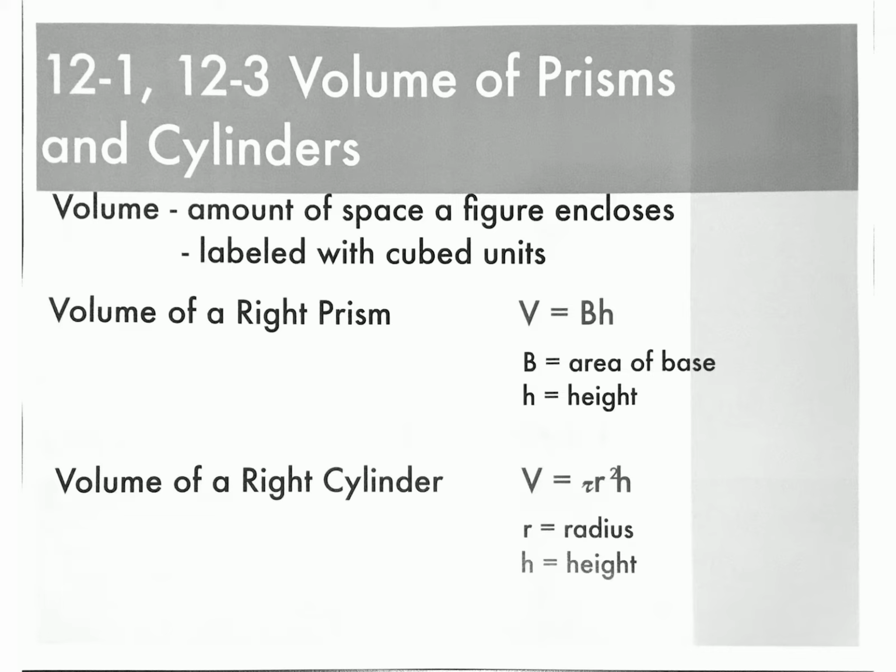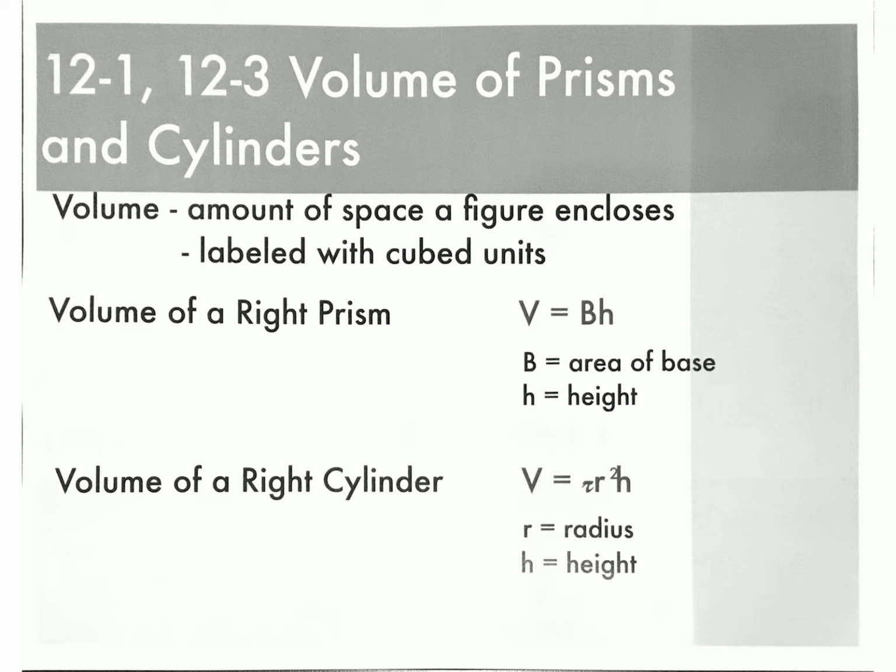For volume of a right prism, we have volume equals base times height. Notice the B, though, is capitalized. That means we want the area of the base shape. So if the base shape is a triangle, we want to use the area formula for our triangles. If the base shape is a trapezoid, we want the area formula for the trapezoid. Then we take those and we multiply them by the height.